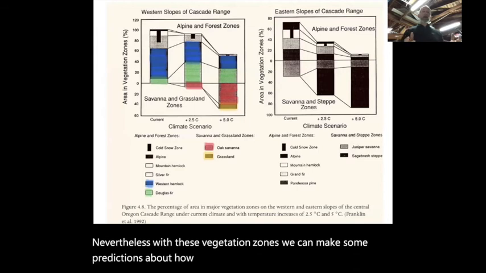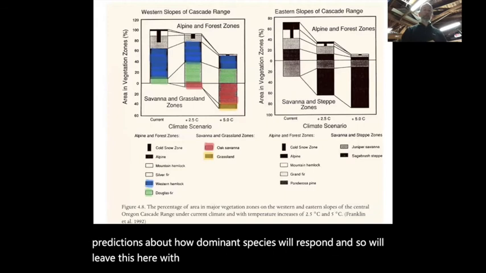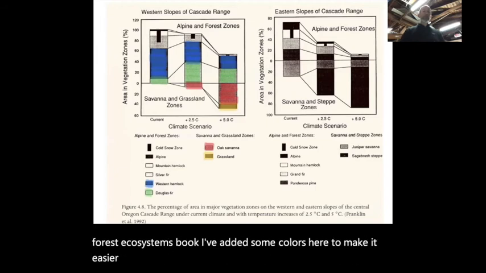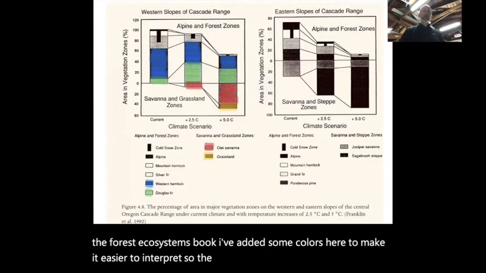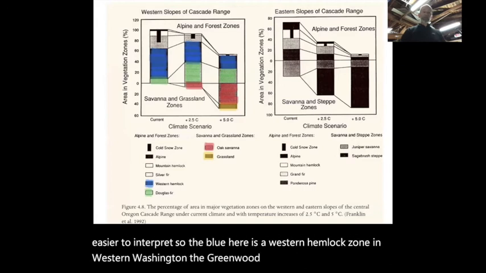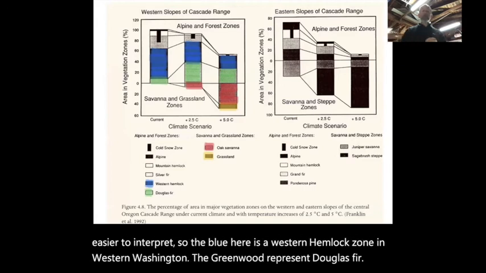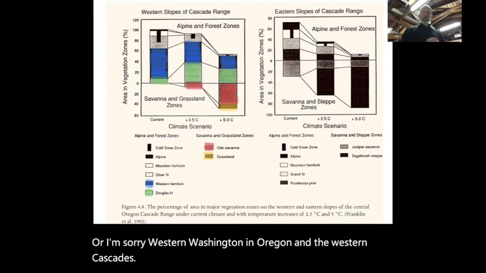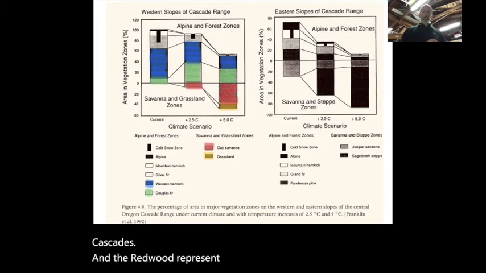And so we'll leave this here with this graph, which comes out of Perry et al., the Forest Ecosystems book. I've added some colors here to make it easier to interpret. So the blue here is a western hemlock zone in western Washington. The green would represent Douglas fir, or I'm sorry, western Washington and Oregon in the Western Cascades. And the red would represent oak savanna, and the yellow would represent grassland.